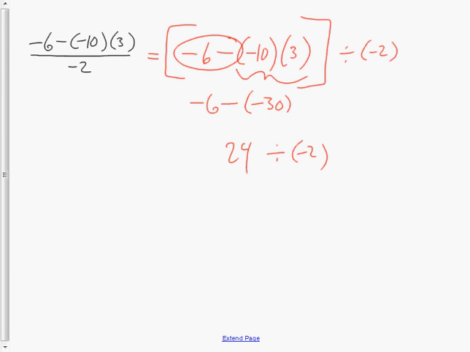And if I then have this last statement, 24 divided by -2, well, 24 divided by 2 is 12. A positive divided by a negative is a negative, and therefore your answer is -12.